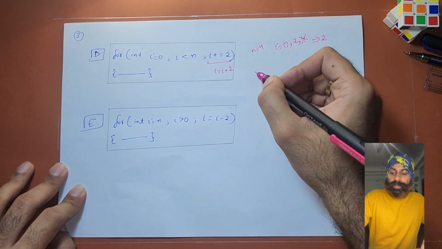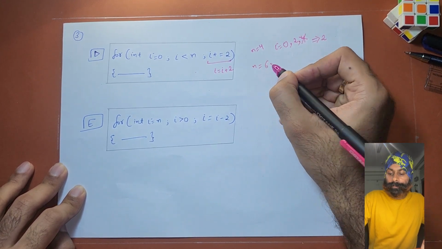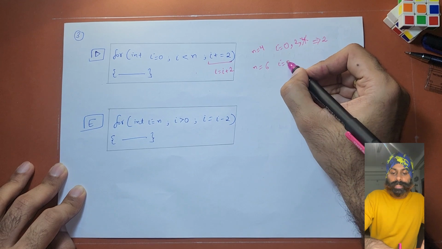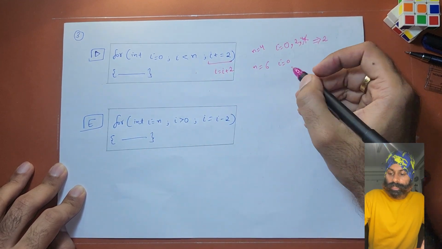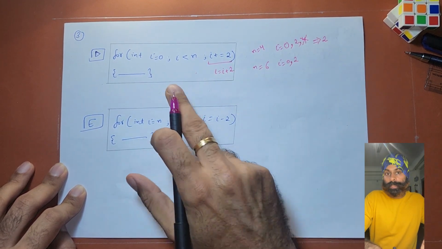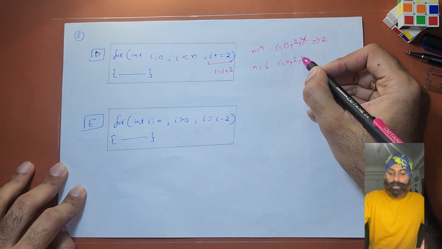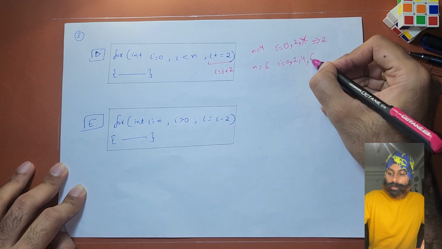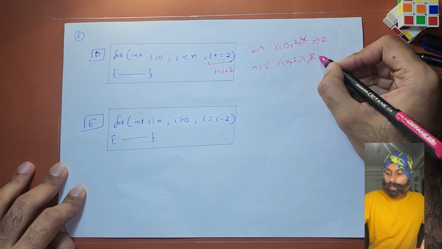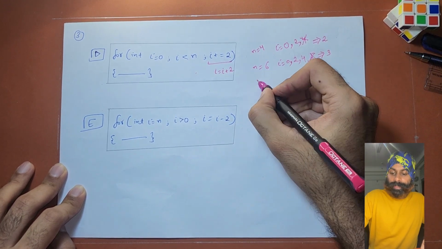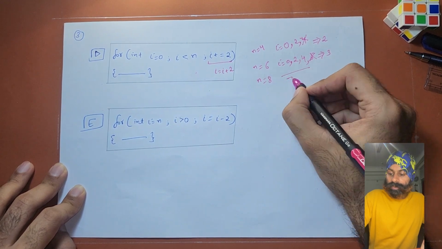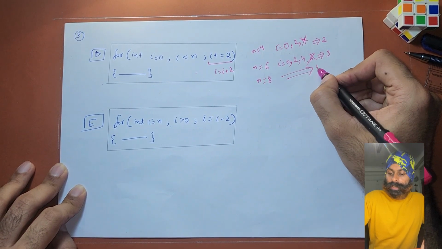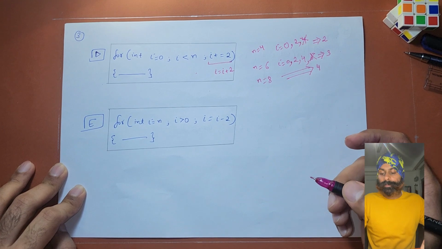Okay. Similarly, when n becomes 6, I will be 0. 0 is less than 6. Yes, it will go inside. I becomes 2. 2 is less than 6. Yes. 4 is less than 6. Yes. 6 is less than 6. No. Okay. Run for 3 times. Similarly, when n becomes 8, you can figure it out. It will be 4 times, right?